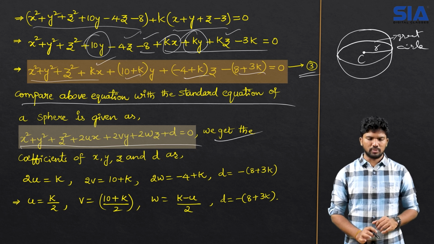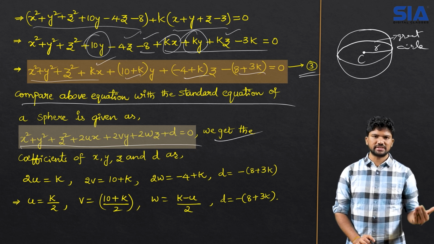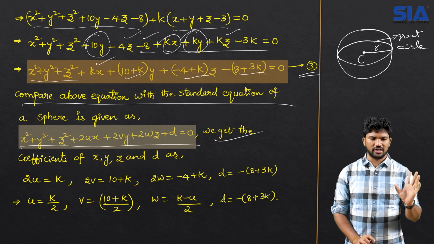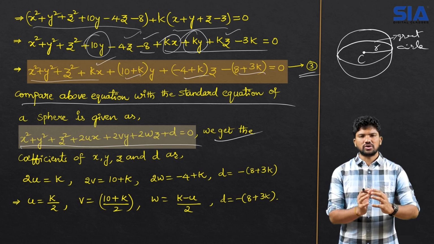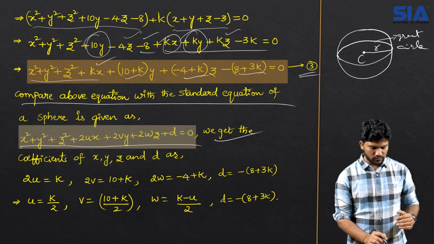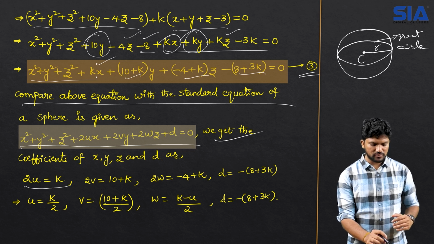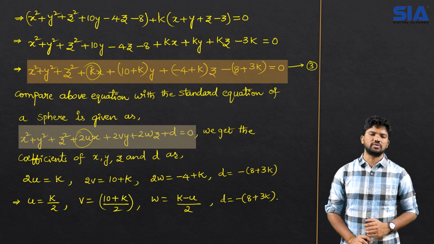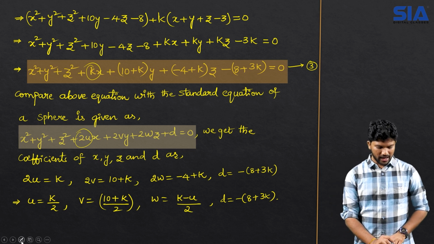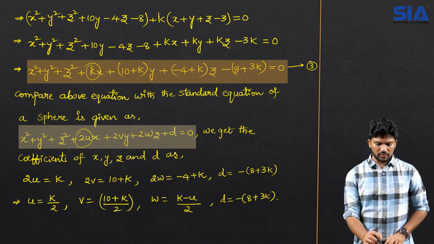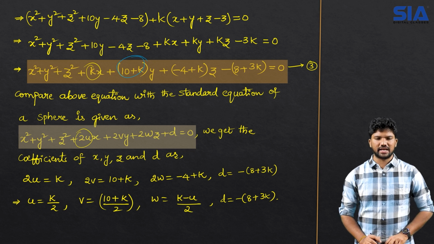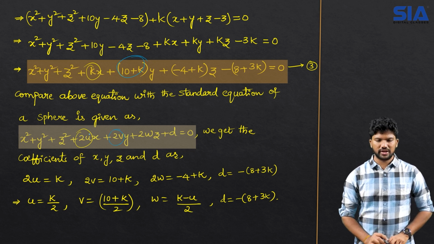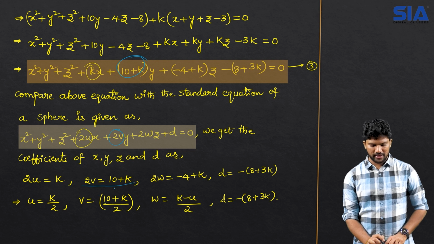Now compare both the equations. The x square plus y square plus z square coefficient is 1 only, and the x coefficient is 2u. So 2u is equal to k, since here the x coefficient is k and there the x coefficient is 2u. And here the y coefficient is 10 plus k, so 2v is equal to 10 plus k.